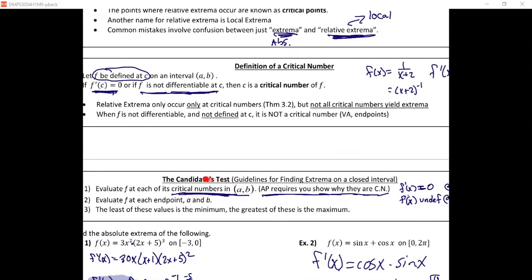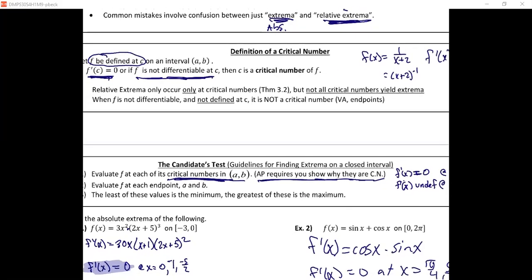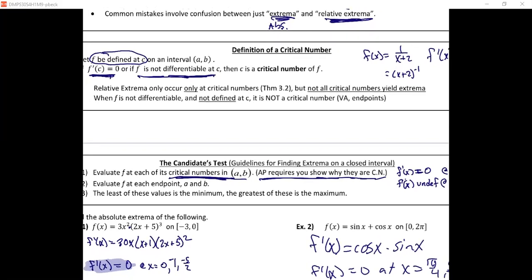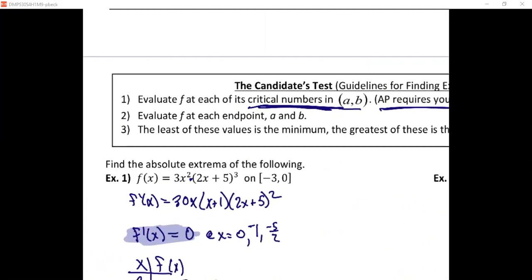So what we do is we find all the critical numbers, and then we have to establish why they're critical numbers. You're going to see me write f prime equals 0 and f prime is undefined at, because that's our way of justifying that we have critical numbers. So we find our critical numbers, evaluate the endpoints. The least of those is the minimum, the greatest is the maximum. It's short and sweet. So take a look at example number 1 here.